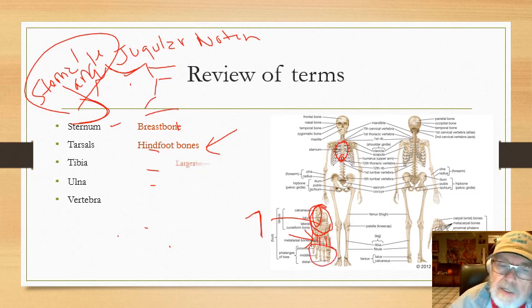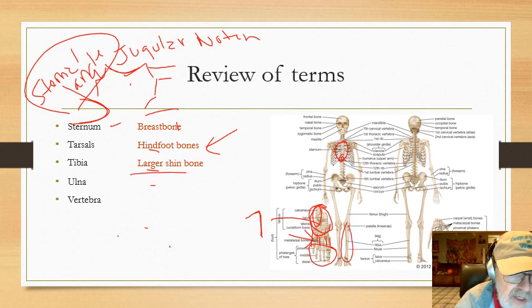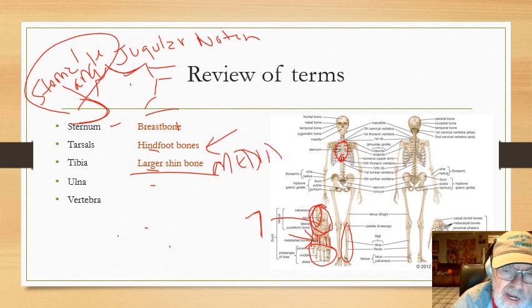The tibia. The tibia we talked about before, and that's the larger of the 2 shin bones, and it's on the medial side. That's where the medial malleolus is, that lump on the inside portion of the ankle right there. That's the end of the tibia on the medial side.